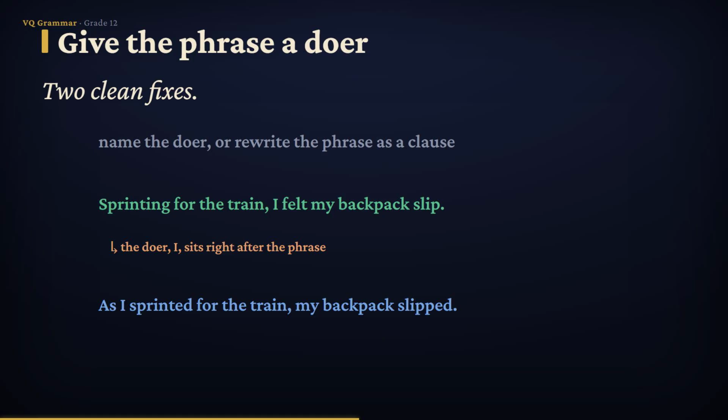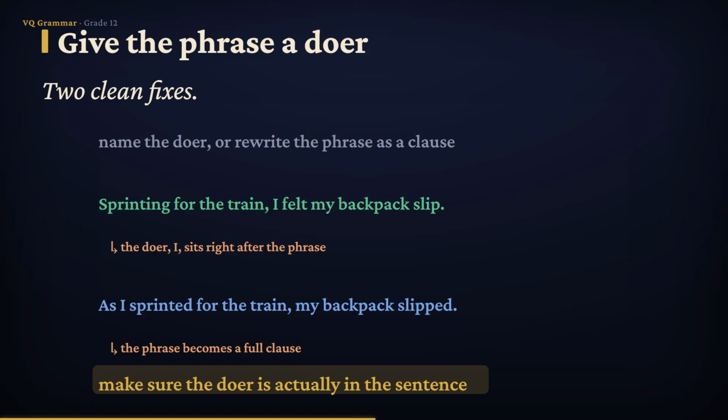As I sprinted for the train, my backpack slipped. Now the who is built right into the clause. Either way, the test is the same. After an opening phrase, make sure the very next thing names the person or thing actually doing it.